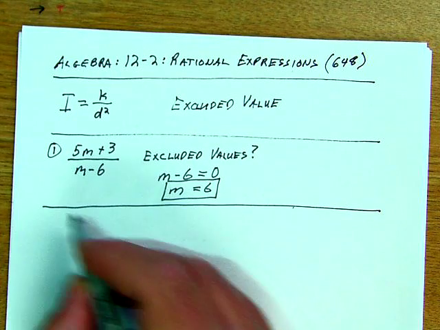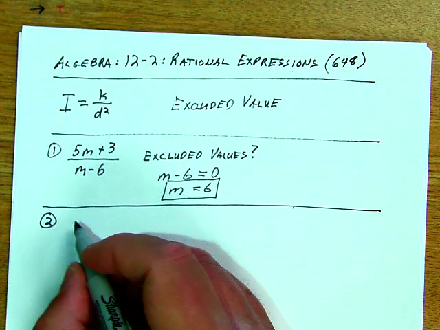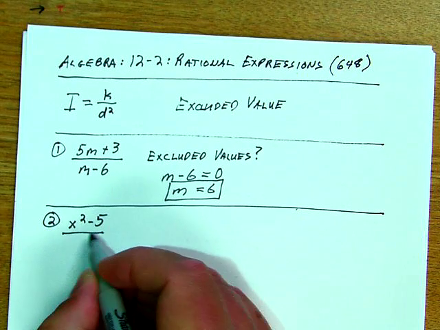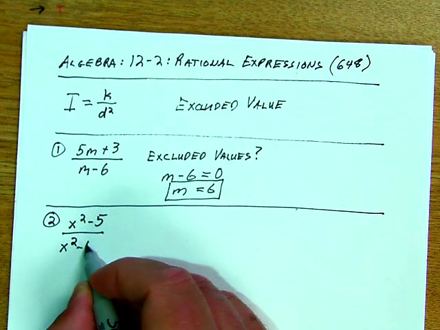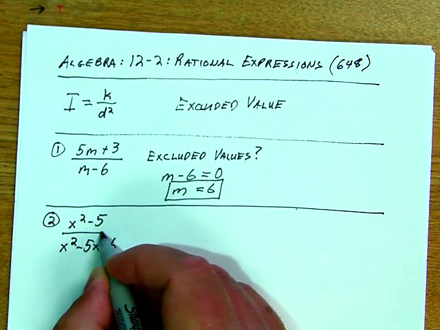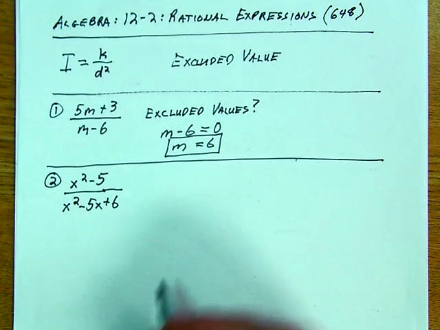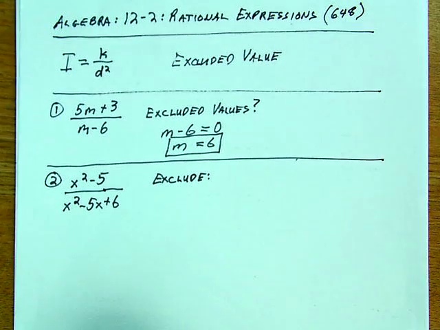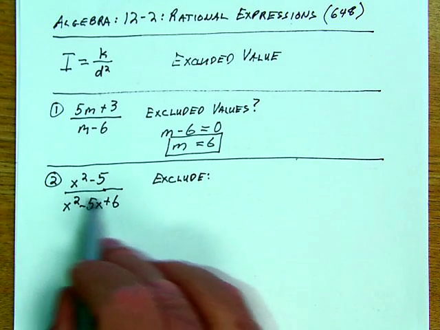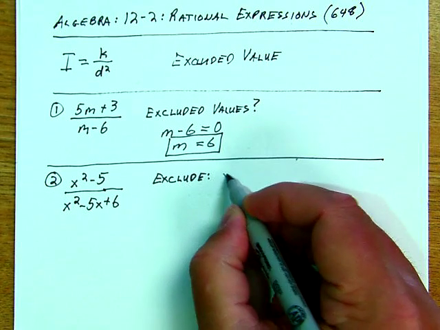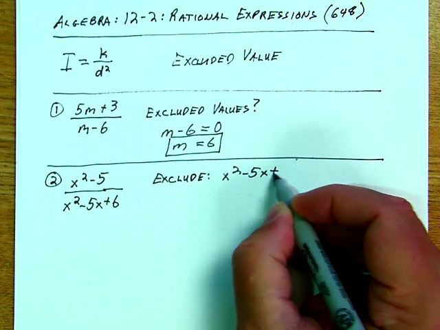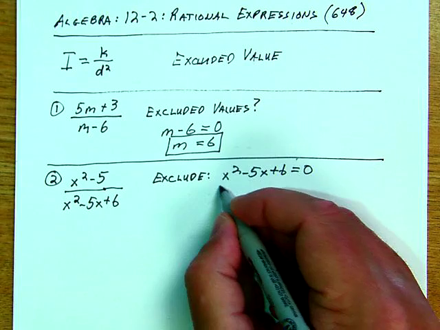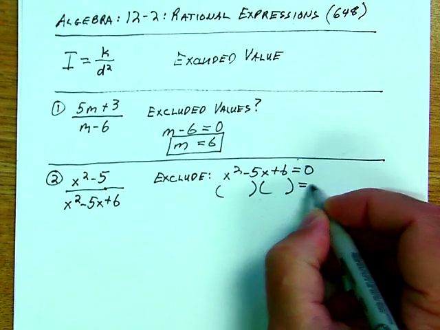Let's look at the second example. The second example is a little bit more complex. x squared minus 5 all over x squared minus 5x plus 6. Now in this example, once again, I want to find the excluded values. So I'm going to solve this by setting the bottom polynomial to 0. So x squared minus 5x plus 6 equals 0. Well, I look at that as a quadratic, and I know I can factor. So I'm going to factor and set it equal to 0.